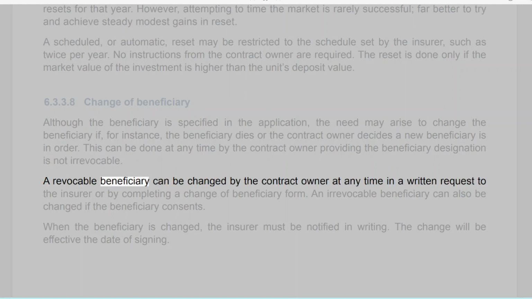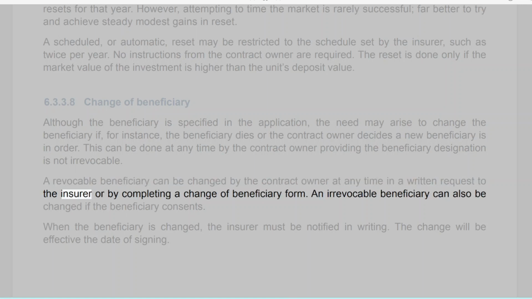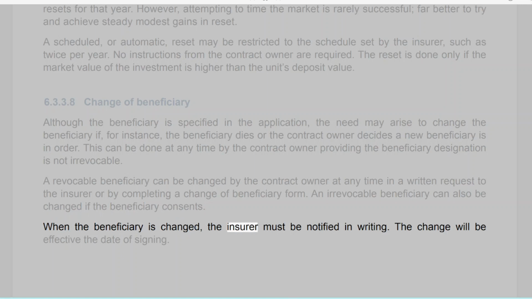A revocable beneficiary can be changed by the contract owner at any time in a written request to the insurer or by completing a change of beneficiary form. An irrevocable beneficiary can also be changed if the beneficiary consents. When the beneficiary is changed, the insurer must be notified in writing. The change will be effective the date of signing.